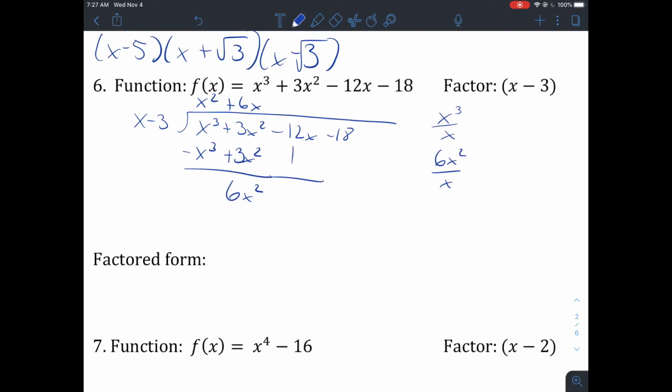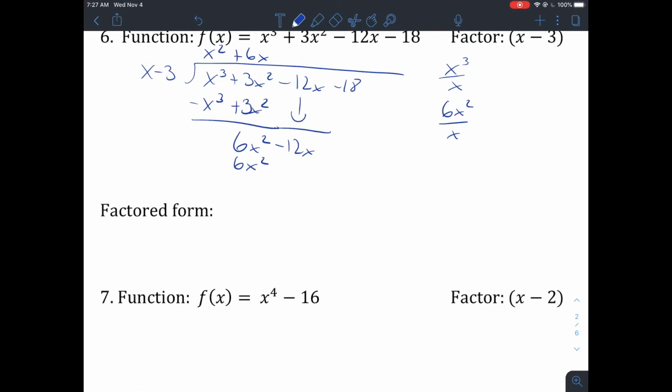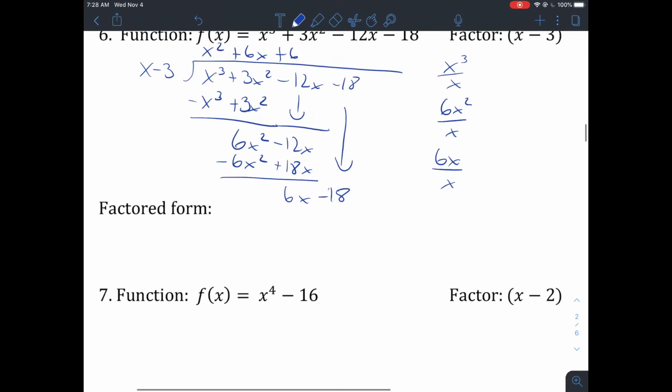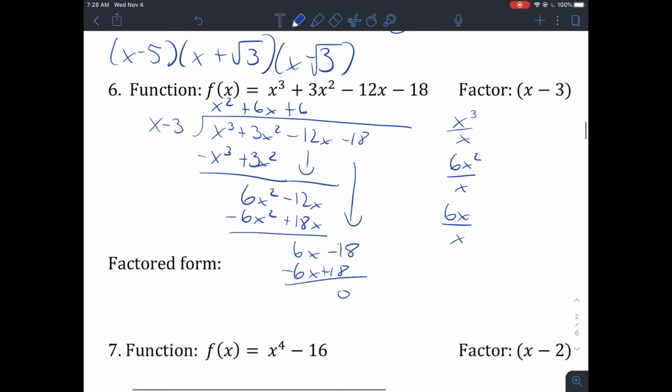Oh, and I forgot to bring down my 12 here. So we get 6x squared minus 18x. So we'll go ahead and change our signs. So we get 6x, bring down the 18. 6x divided by x is going to give us a 6. So then we multiply, we get 6x minus 18, change our sign, we get a remainder of 0, which is good. That's what we wanted.